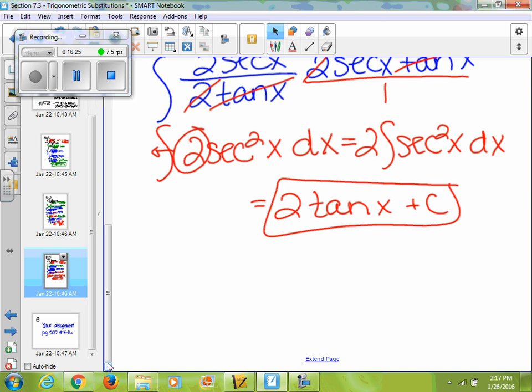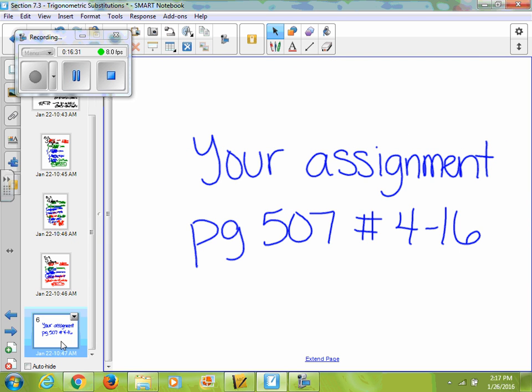Okay, so the steps are that you have to figure out which expression you're dealing with of those 3 expressions, and then substitute in the pieces that match to make it as simple as possible. So you guys are going to work through page 507, 4 through 16.